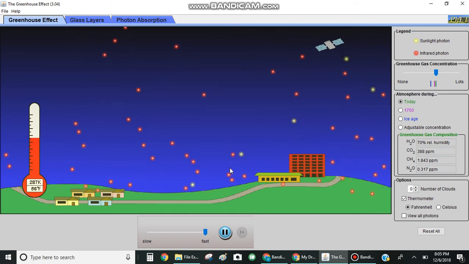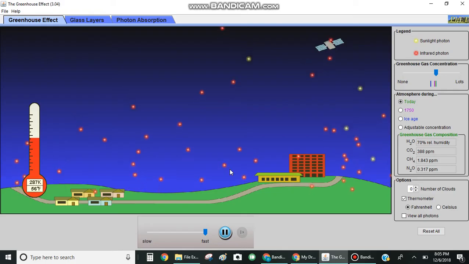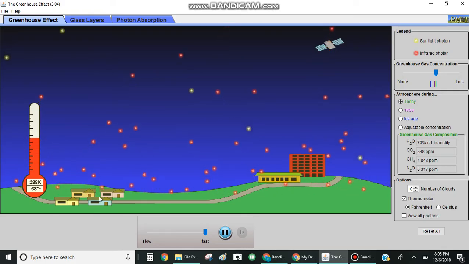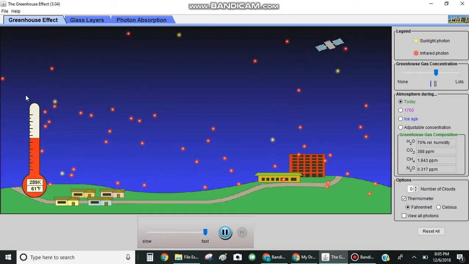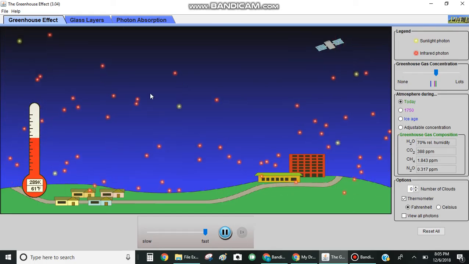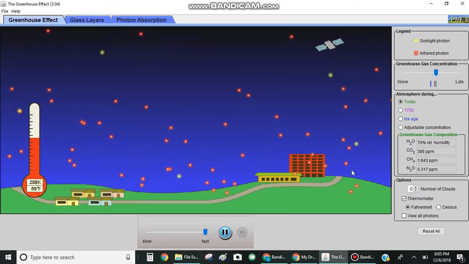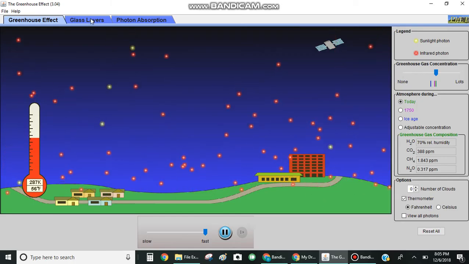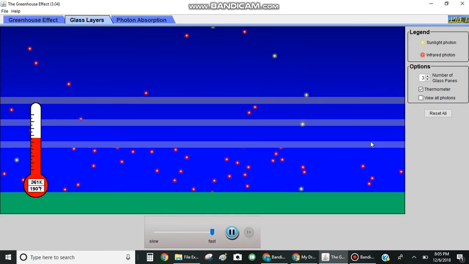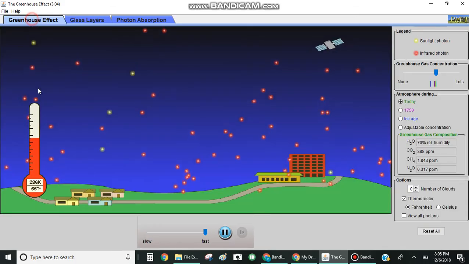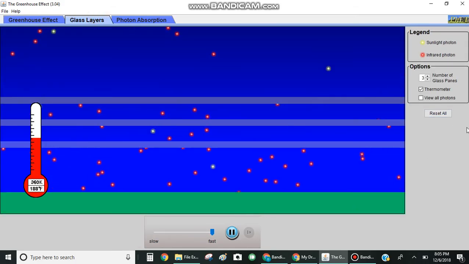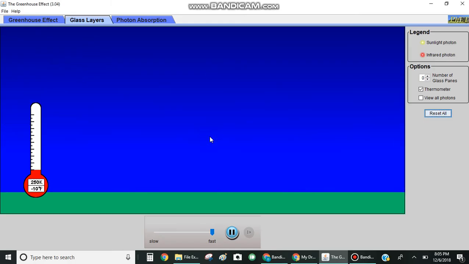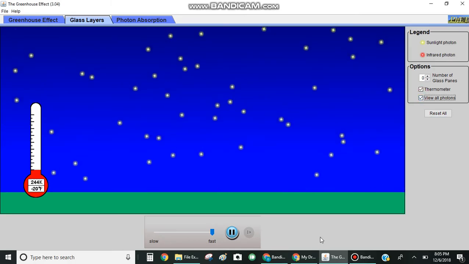So the first thing we're going to do is observe what the temperature is, what we see happening with the sunlight photons, and what we see happening with the infrared photons. You are also going to compare this to the glass layer simulation that we just looked at. So does this look more like having a whole bunch of the glass layers, or when we had none of the glass layers?